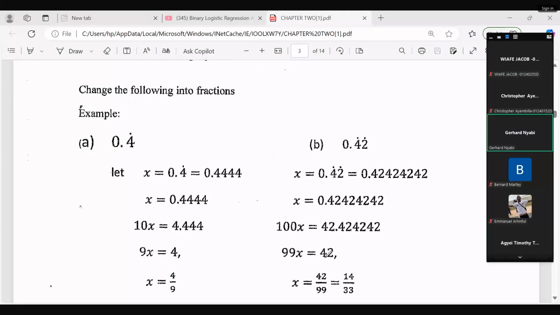The goal we have is to convert the decimal to fractions. So you are given an equation.